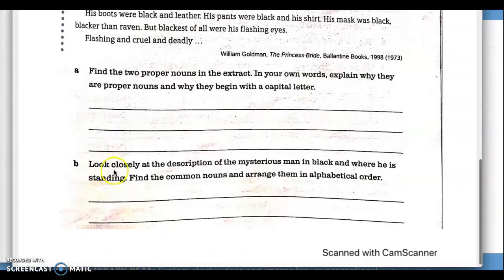Question B asks you to look closely at the description of the mysterious man in black and where he is standing, and find the common nouns and arrange them in alphabetical order, okay? So this is the question to this part. It's find the common nouns. So this is about common nouns and arrange them in alphabetical order.